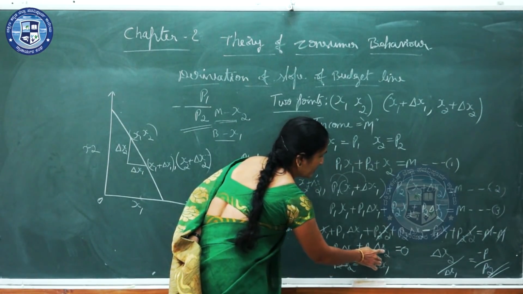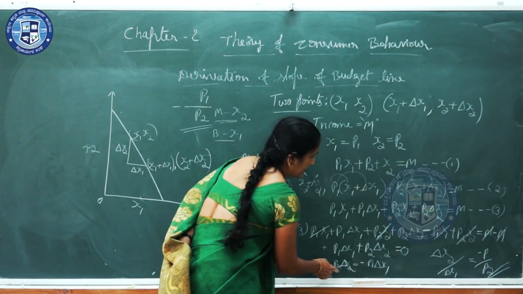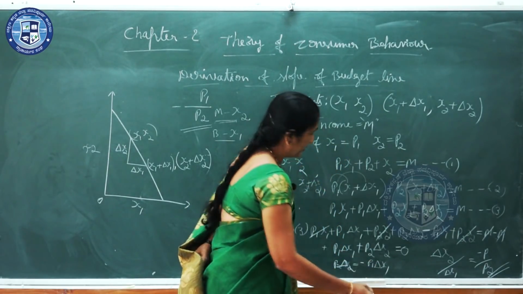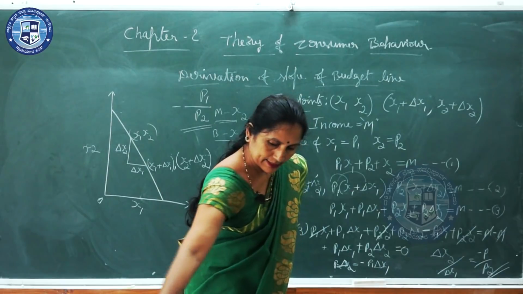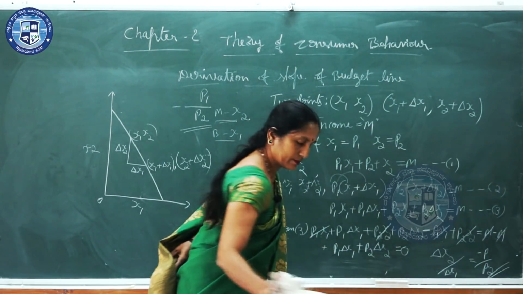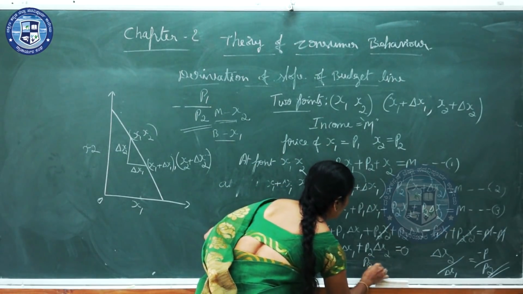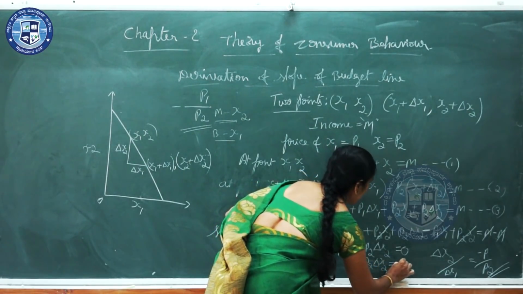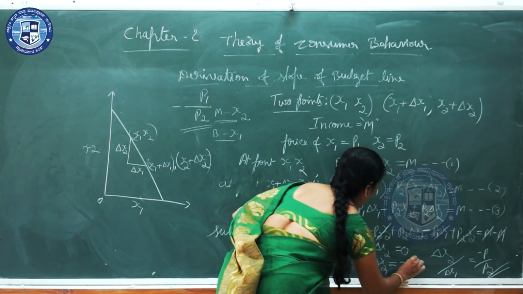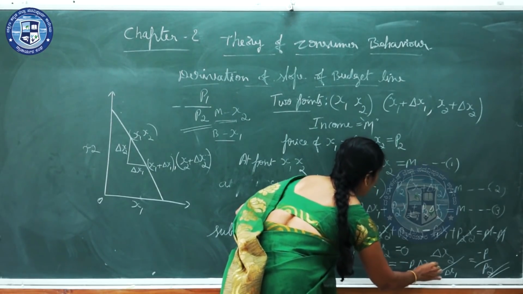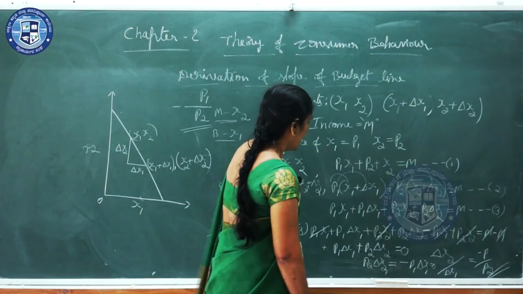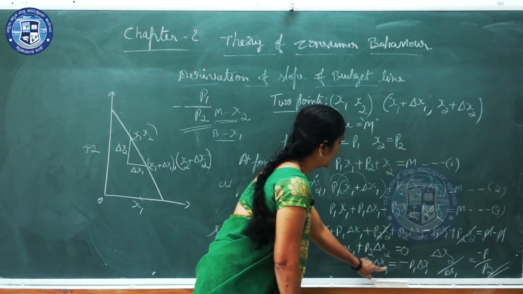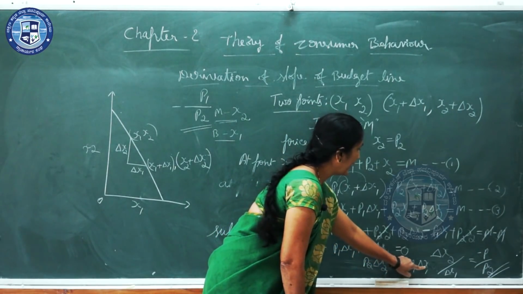So P2 delta x2 is written on this side and is equal to minus P1 delta x1, since when this plus comes to this side it becomes minus. So P1 delta x1 is equal to 0. So P2 delta x2 is equal to minus P1 delta x1.